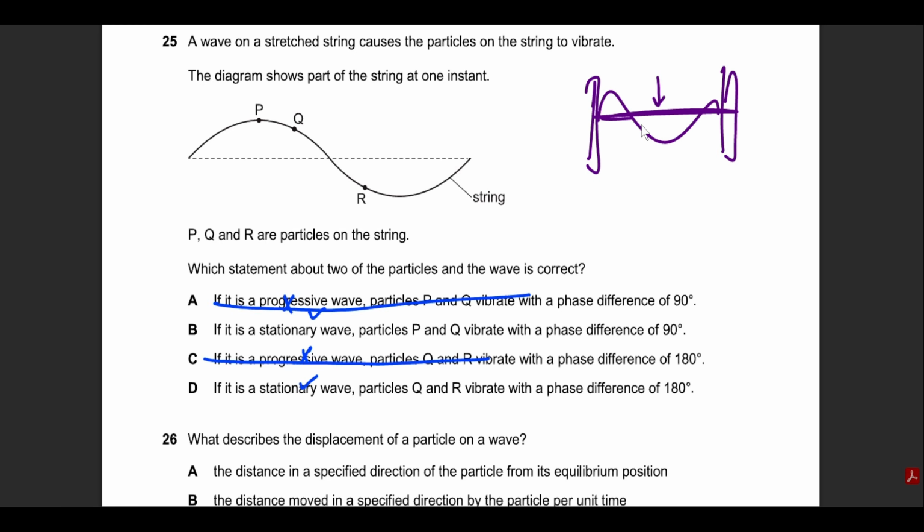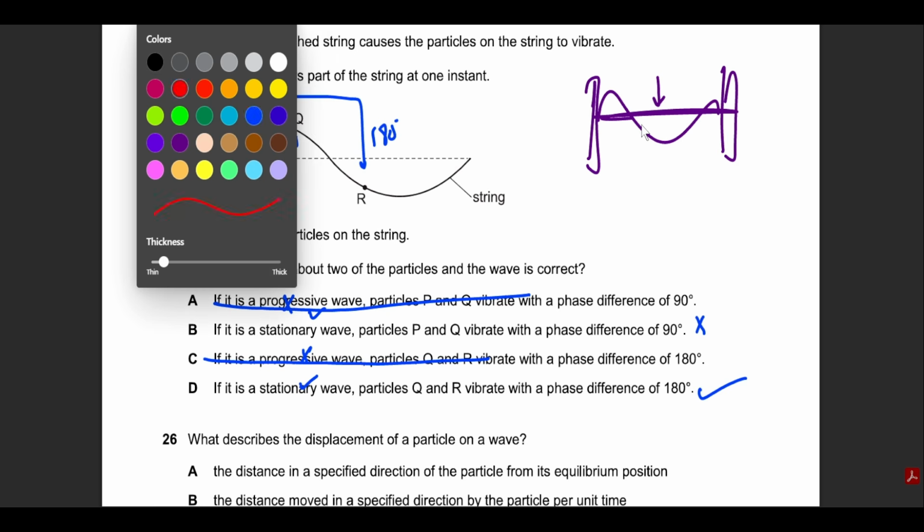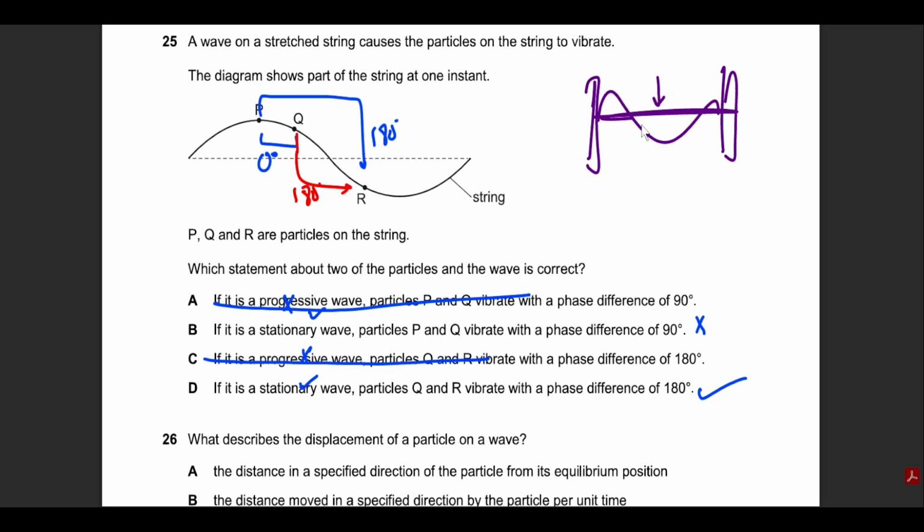P and Q vibrate with a phase difference of 90. This is incorrect. Phase difference of Q and R, yes, this is true. You see the phase difference between P and Q is 0 degrees, P and R is 180 degrees, and Q and R is also 180 degrees. Even if, for example, there was one particle here and one particle here, just crossing the boundary, this is X and this is Y, they will still have a phase difference of 180. So that's special about the stationary wave: the phase difference between particles after they cross a node becomes 180, straight head on. And if they're on the same side of the wave, then there's no phase difference between them. So it is going to be option D.